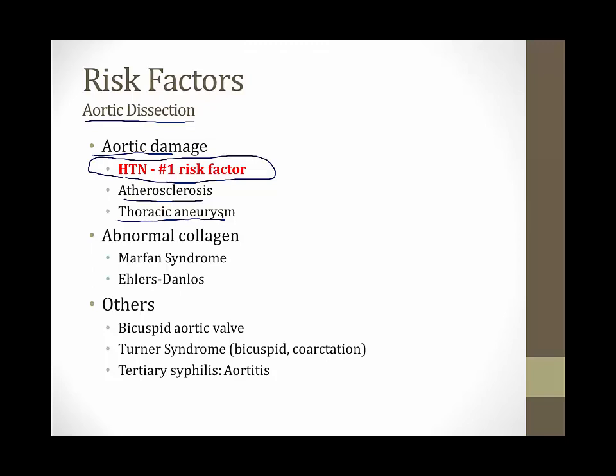The second group of risk factors are those involved with abnormal collagen. So patients who have the Marfan syndrome or Ehlers-Danlos syndrome have problems making normal collagen. For this reason, that medial layer of their aorta is weak, and therefore it's vulnerable to dissection.